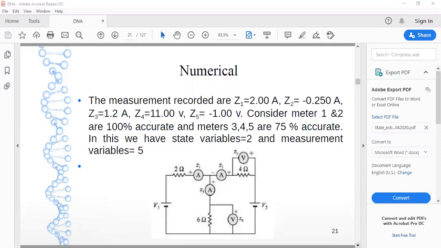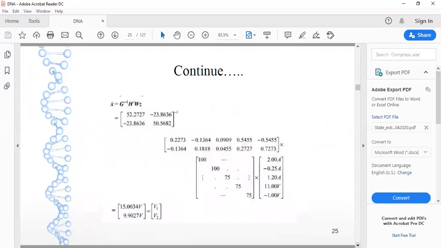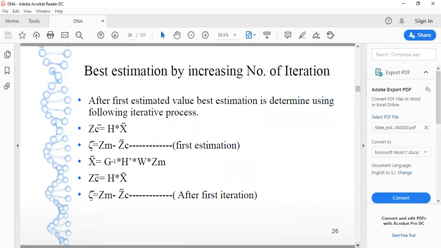In this numerical, which we discussed in my previous session, there are two state variables, so n is equal to 2, and the measurement count m is equal to 5. So we proceeded like this. As you have recalled all this, we will proceed gradually.